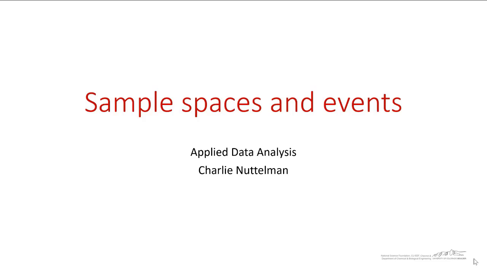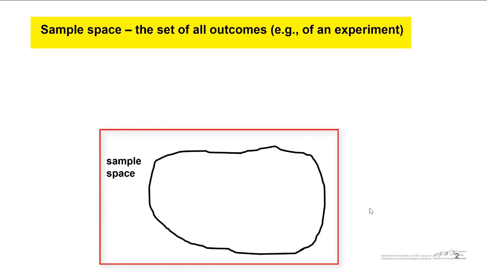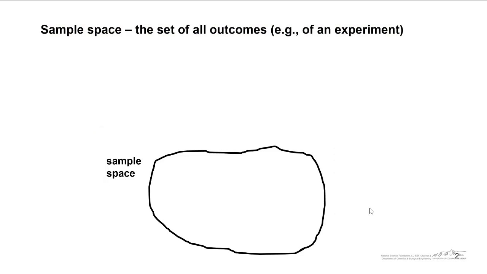All right, in this screencast, I'm going to talk about sample spaces and events, two concepts that are really important for understanding probability. So first, let's talk about the sample space. The sample space is the set of all outcomes, for example, of an experiment. When we're talking about scientific experiments, this would be all of the possible outcomes of a particular experiment. We can have a discrete sample space or a continuous sample space.